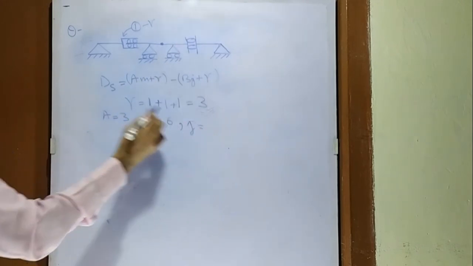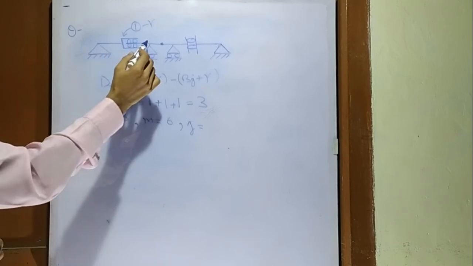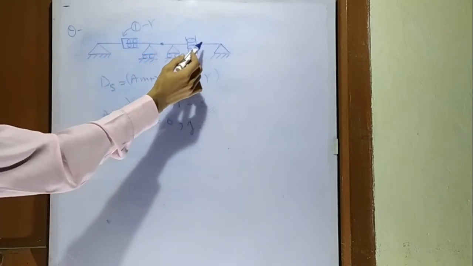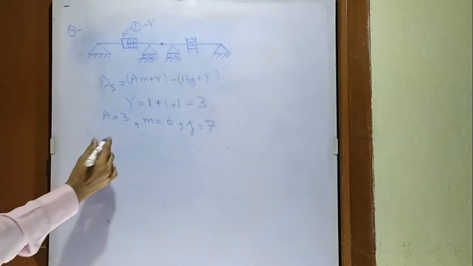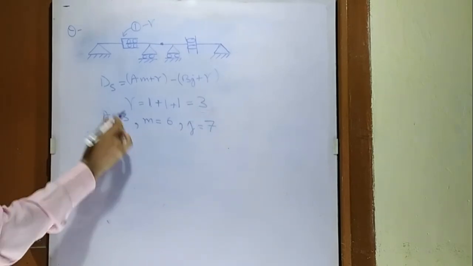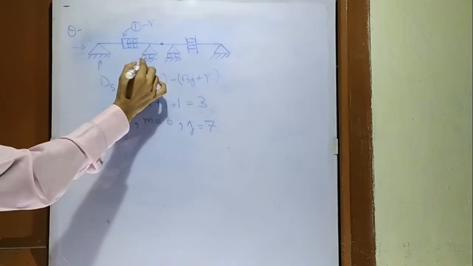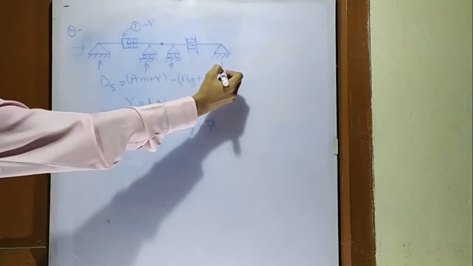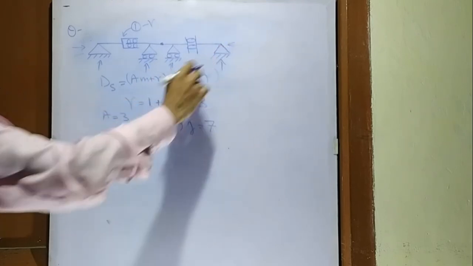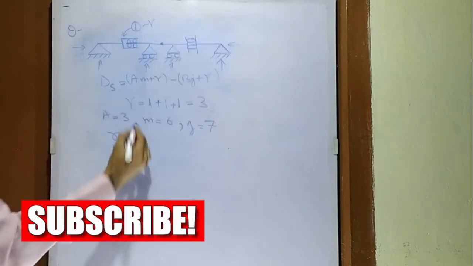Number of joints, how many joints are there? 1, 2, 3, 4, 5, 6, 7. Number of joints is 7. And what is the number of reactions? So at this pin support there will be 2 reactions, and at this roller support there will be 1 reaction, and at this roller support there will be 1 reaction, and at this pin support there will be 2 reactions. So the total number of reactions: 2, 3, 4, 5, 6.